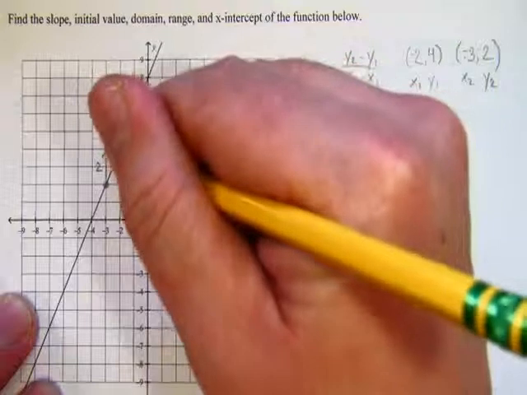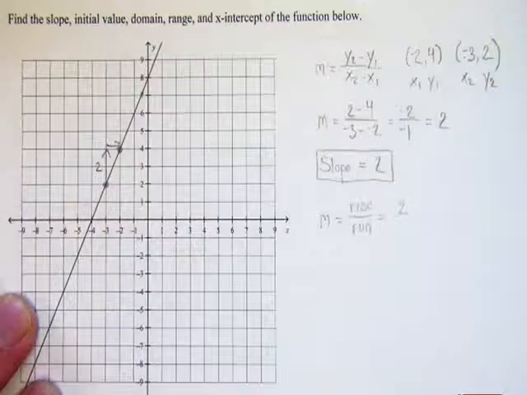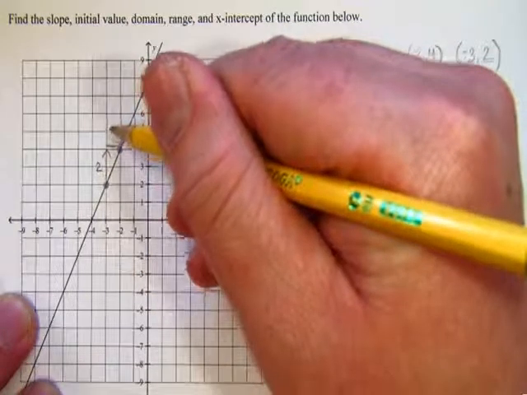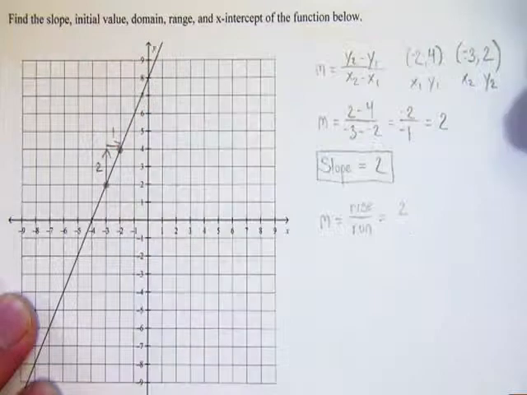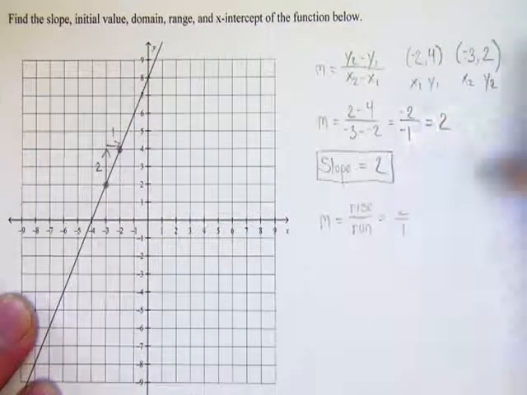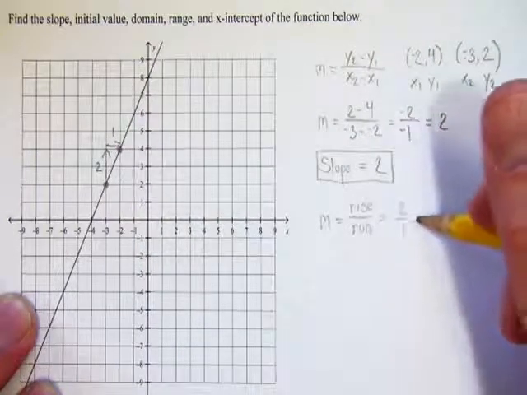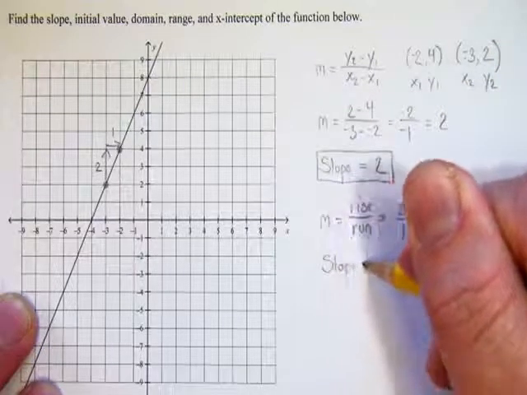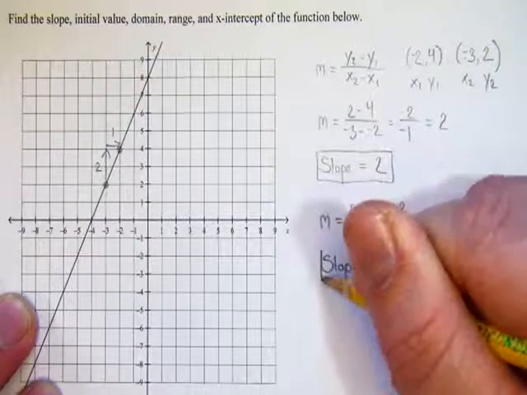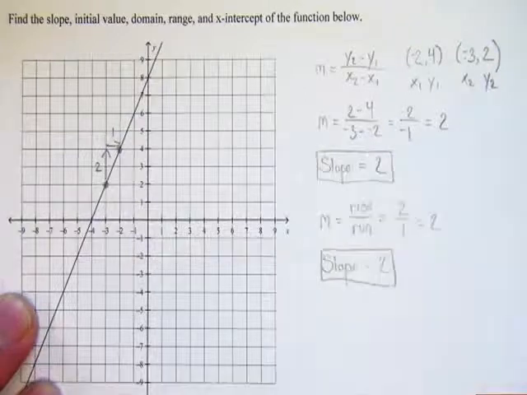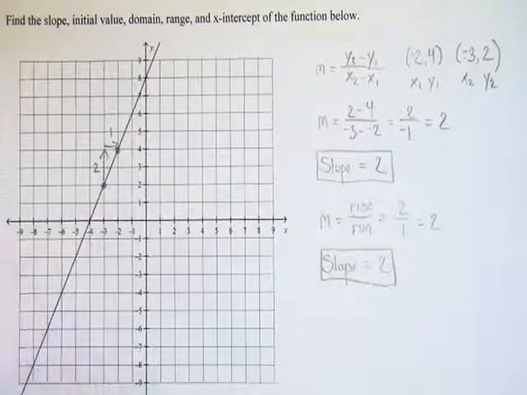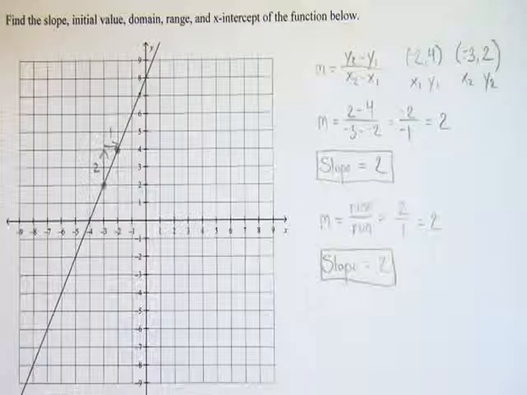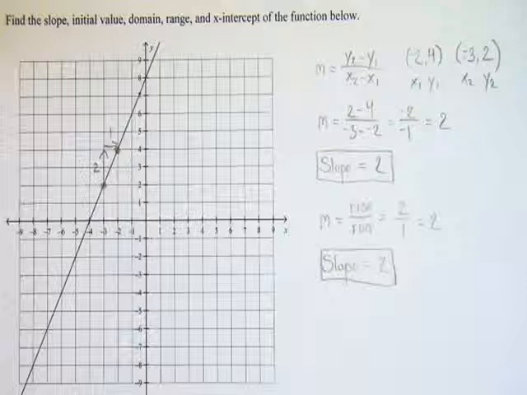Now our run is how far we have to go sideways to get to the other point. So we're running 1 space, so our run is 1. Now we divide those out. 2 divided by 1 is 2. So by that method, the slope is in fact 2. So when you have a graph, that's a nice, quick, easy way to find the slope using the idea of slope as rise over run. You can also, of course, use the slope formula. Knowing how to do both, however, is probably the best bet.